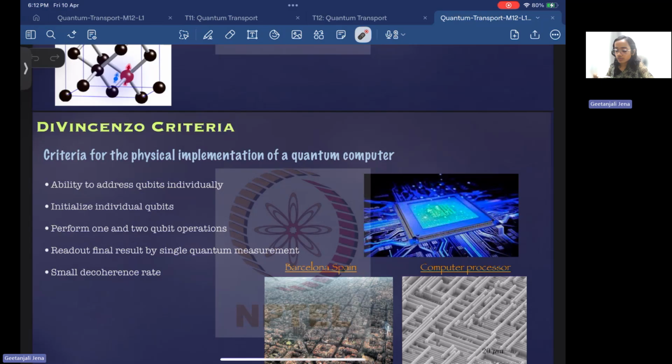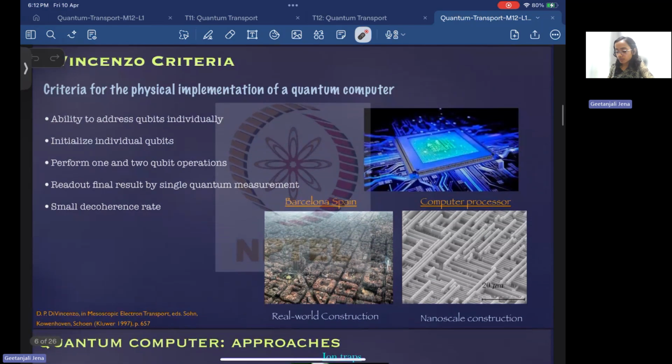So for the 0 and 1 state, we should differentiate or address these qubits individually, and we should be able to initialize these individual qubits. And the third one is that we can perform one or two qubit operations in this two-level system, and we should be able to read out this two, or let's say four, qubit operation by using only a single quantum measurement. So this is the fourth criterion, and the last criterion is that it should have a small decoherence rate.